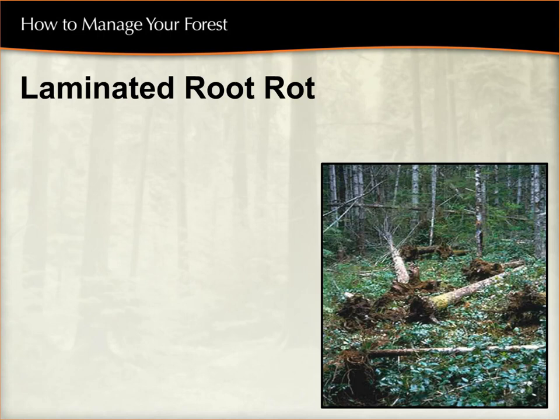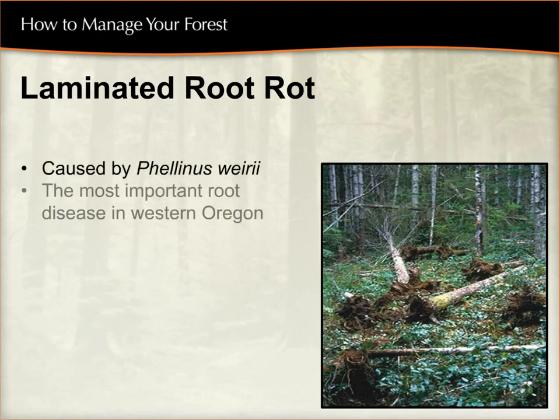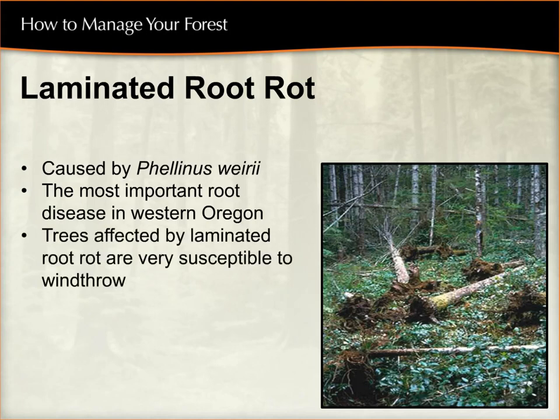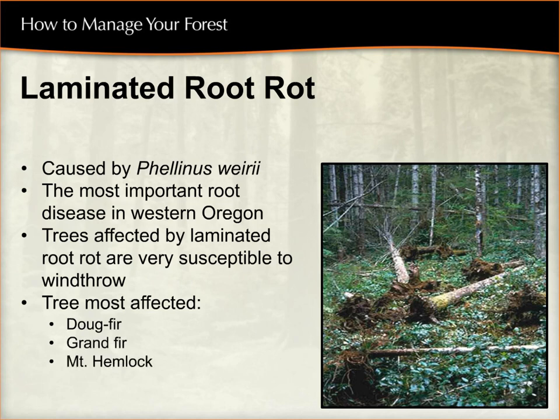The first disease in our list is laminated root rot, which is caused by Phellinus weirii, and is the most important root disease in Western Oregon. Laminated root rot destroys the root systems, and without that structural support, trees become very susceptible to wind throw. The trees most affected by laminated root rot are Douglas fir, grand fir, and mountain hemlock.